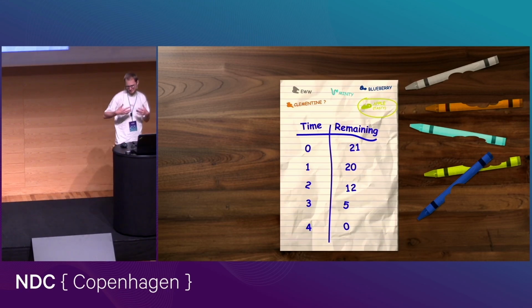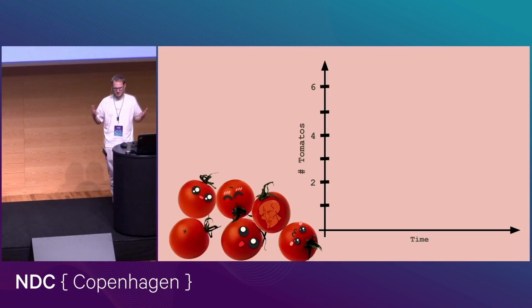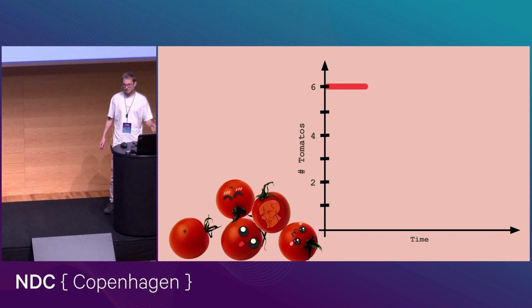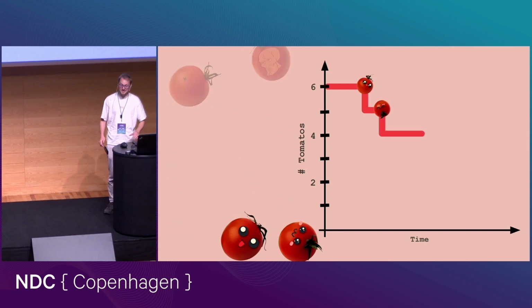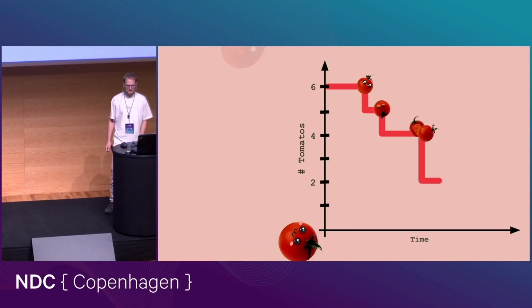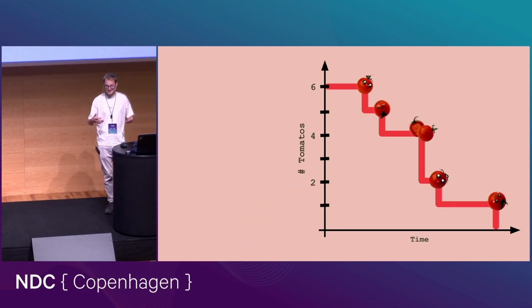Another way to visualize this would be to plot it in a graph. So here in this example, we start off with 6 cherry tomatoes. At a timestamp, we eat one, then we eat another one, and then we eat maybe 2 at once, and so on and so forth, until we got 0 left.